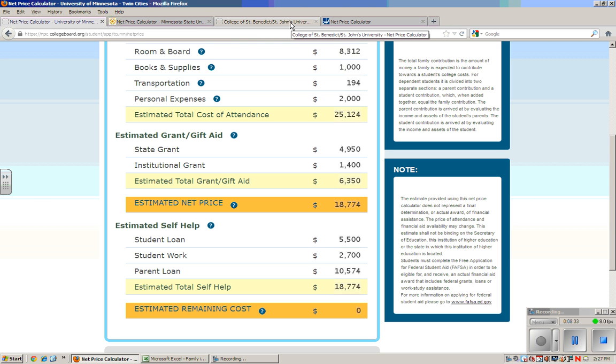That's how you use the net price calculator. Thanks so much for listening. Try it out yourself and see how much college is really going to cost you.